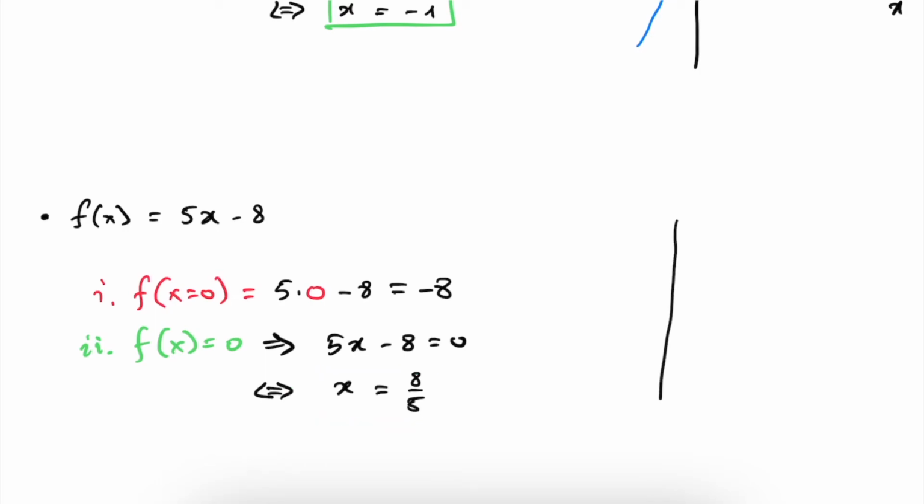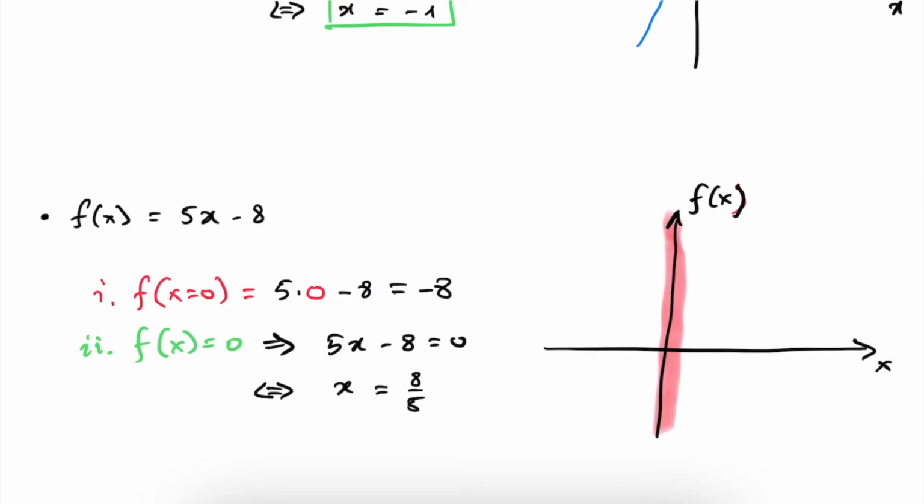Let's again transfer this to our nice graph, with x on the horizontal axis and f of x on the vertical axis. So where does our line cross the vertical axis? Well, that's just at this point where x is equal to 0, we have minus 8. So we have minus 1, minus 2, minus 3, minus 4, minus 5, 6, 7, 8. That's a bit unfortunate, but you get the point at minus 8.